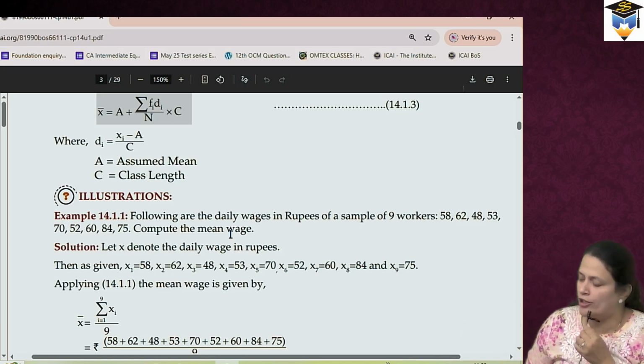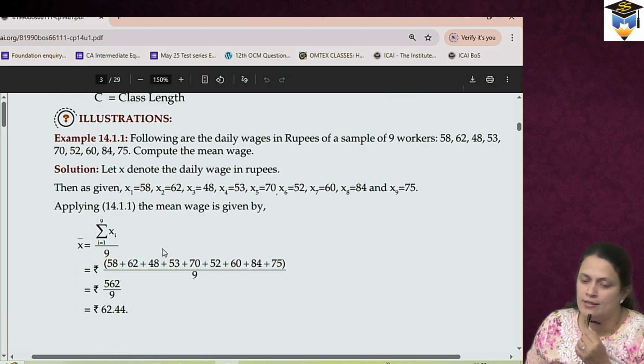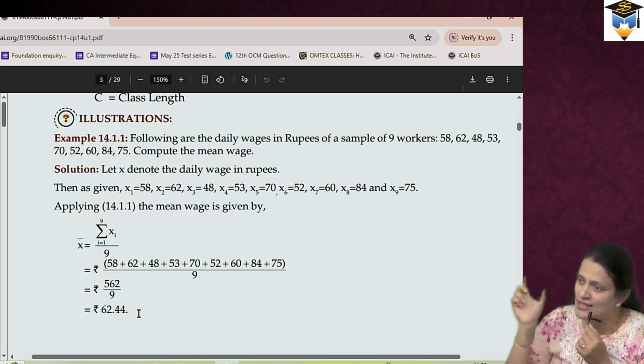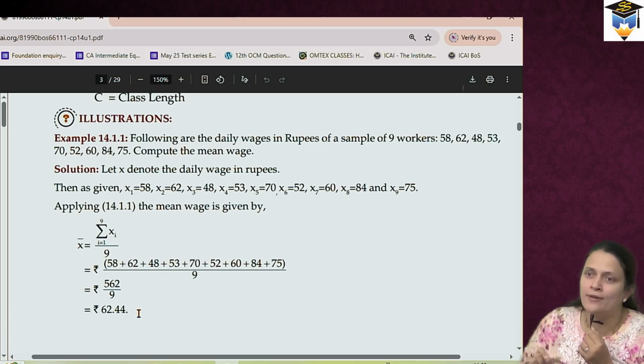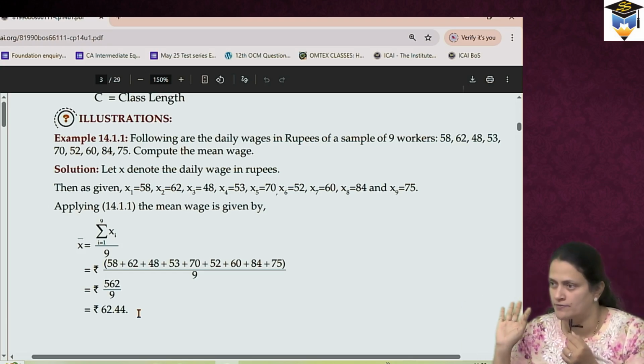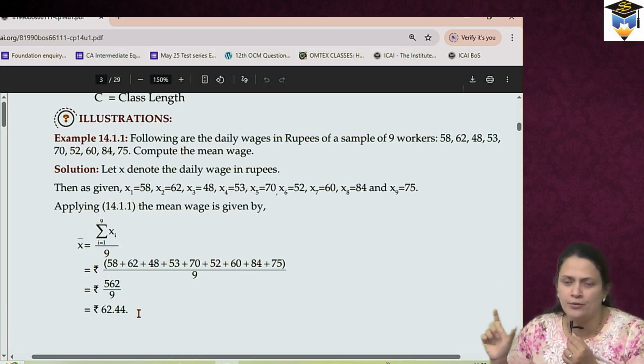So in order to calculate the mean wage, that is given by the formula x bar is equal to summation of xi upon total number of observations, which comes out to be 62.44. So this is the formula for arithmetic mean for a discrete variable. Have you understood the meaning of discrete variable?